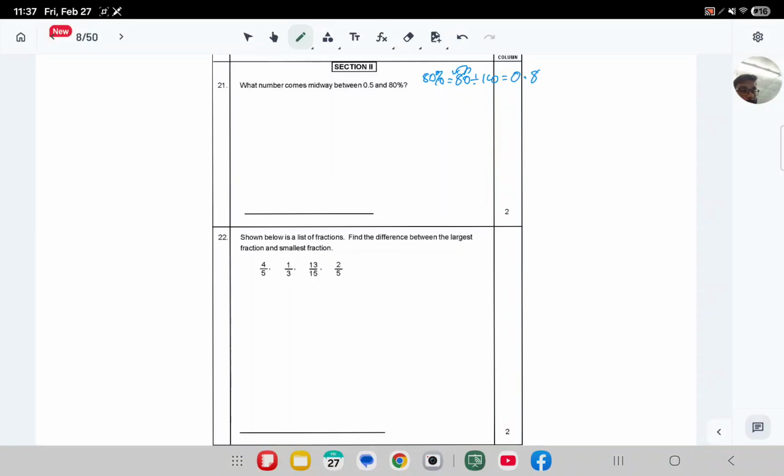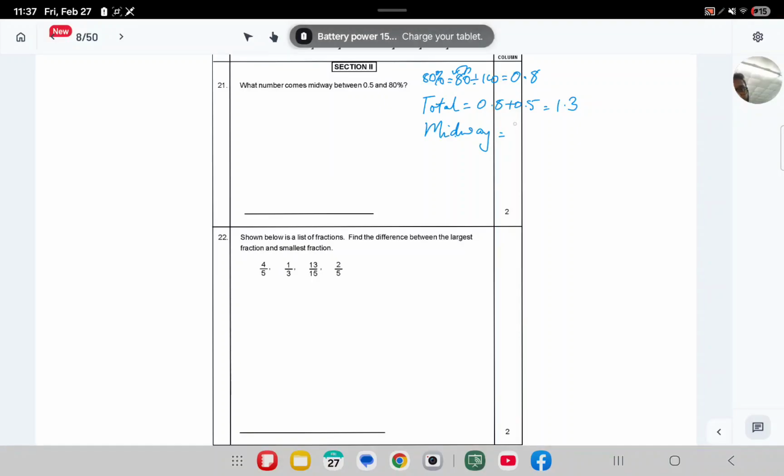If something is midway, it is halfway between the two, right? So looking at this here now, we know first we calculate the total for both. So we have 0.8 add 0.5, which will give us 1.3. To find out the midway value, it will be the 1.3 divided by 2, which will give us 0.65, or if you did it as a percentage, 65%. So you got 1 mark for calculating the total, 1 mark for calculating the answer.